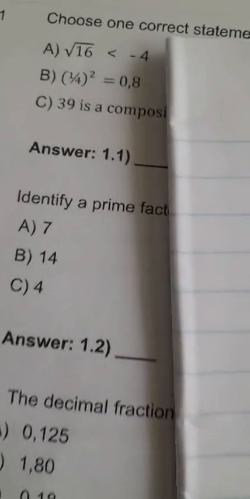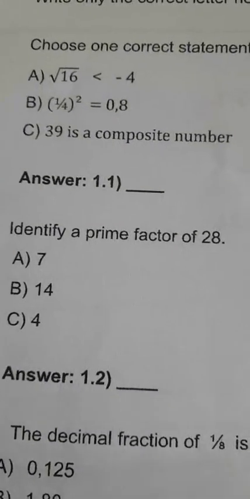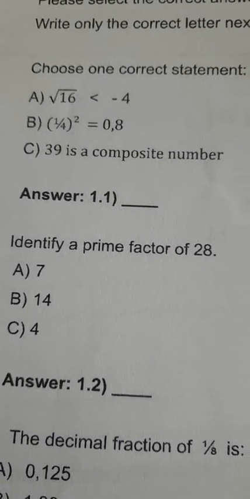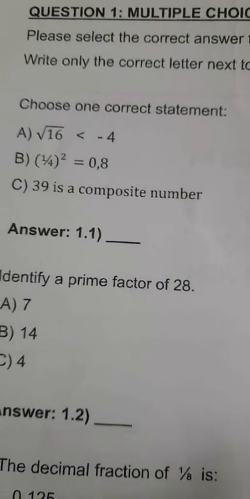Factors of 39 are, you have 1, and obviously 1 goes into 39 how many times? 39 times. 2 is not a factor of 39. What about the number 3? 3 goes into 39 how many times? 13 times. So already you can see that the factors of 39 are more than 2 factors. Therefore, the third statement, 39 is a composite number, is the option that is very much correct.